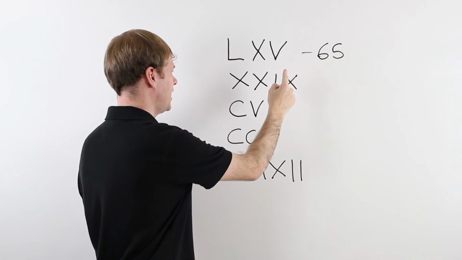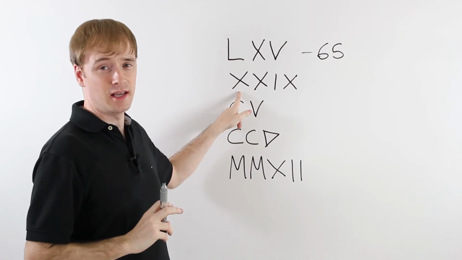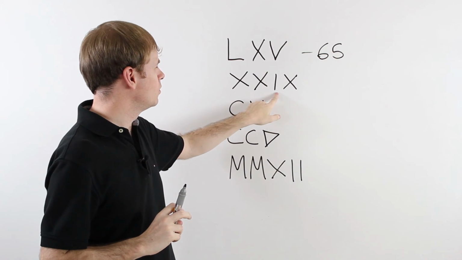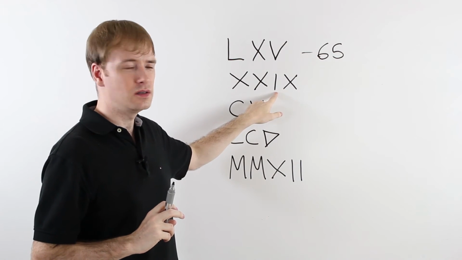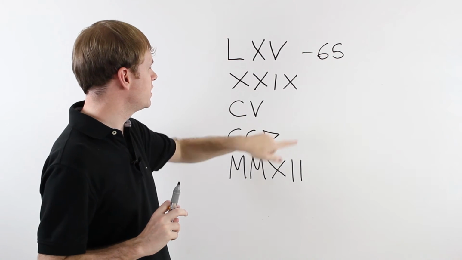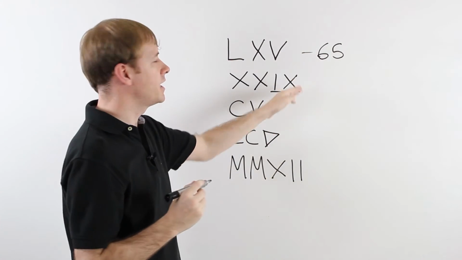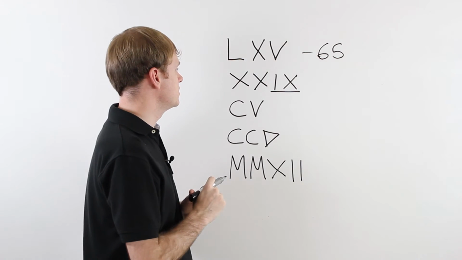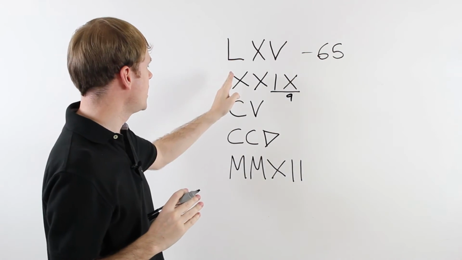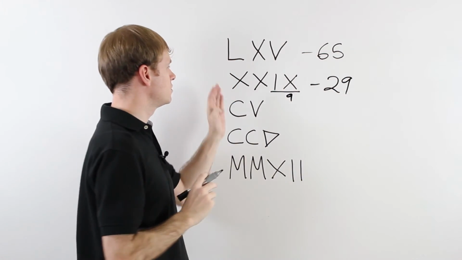All right, the next one. XXIX. Well, we know X is 10, and XX, 10, 10, 20, and 1, 21, X. Oh, this is confusing. First, we have to look at these. Okay, what is this number? IX. Well, IX is 9. 1 before X is 9. So XX is 20 and 9. So 29.